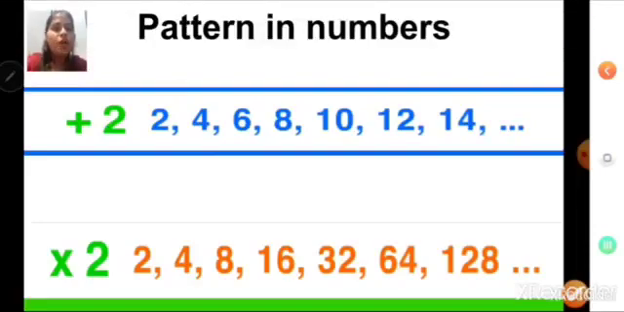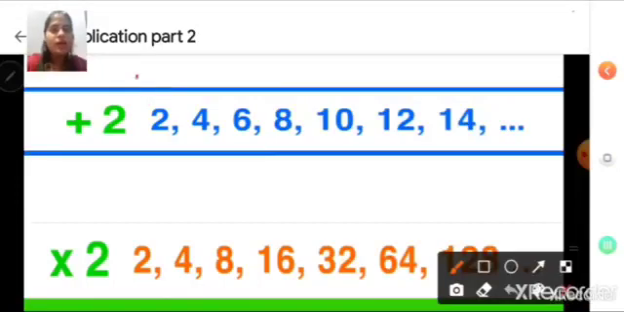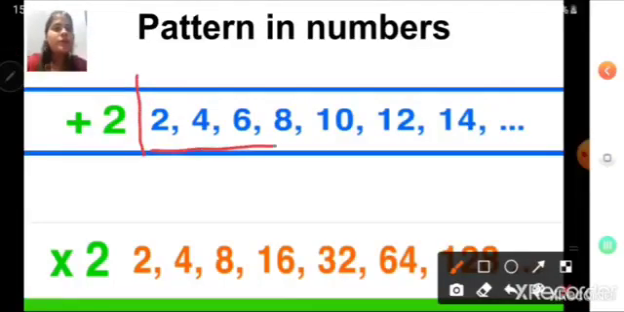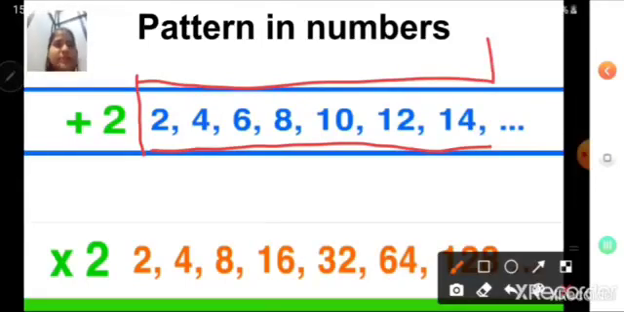Children, now observe these numbers. From number 2 here: 2, 4, 6, 8, 10, 12, 14. Now these are not random numbers. If you observe carefully, you can observe a pattern in the numbers. What is the pattern we are observing here?